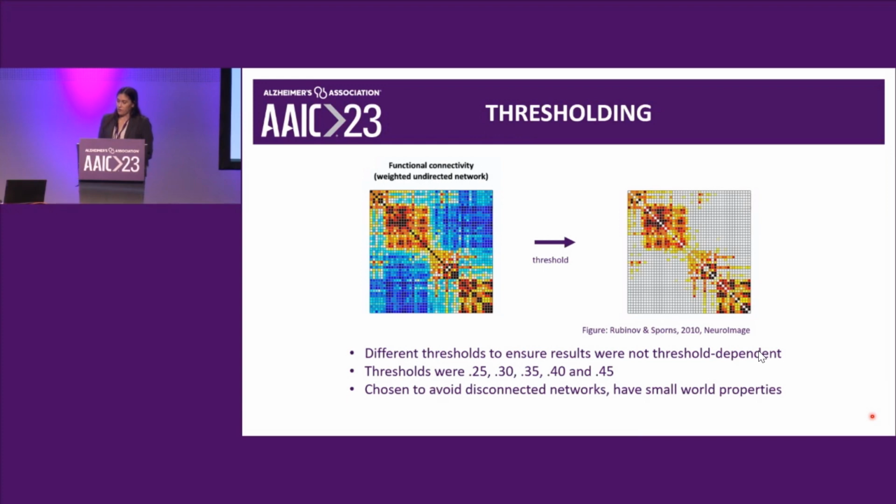Thresholding is often performed on connectomes to remove weak or spurious connections, and for this study I chose thresholds of 0.25, 0.3, 0.35, 0.4 and 0.45. These thresholds were chosen to avoid disconnected networks as well as networks that displayed small world properties, meaning that they reflected an optimal balance of network integration and segregation.